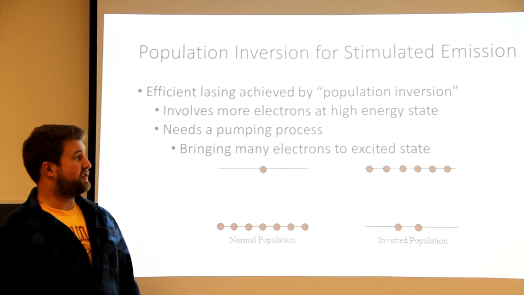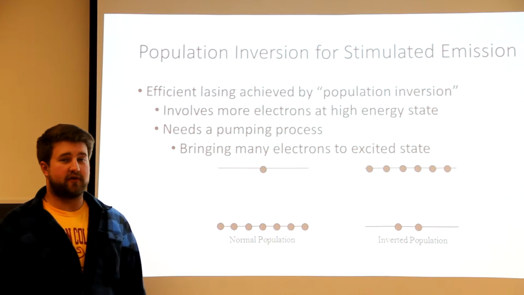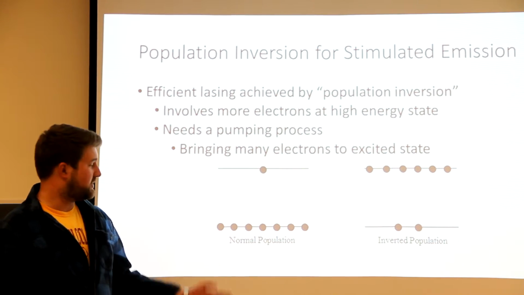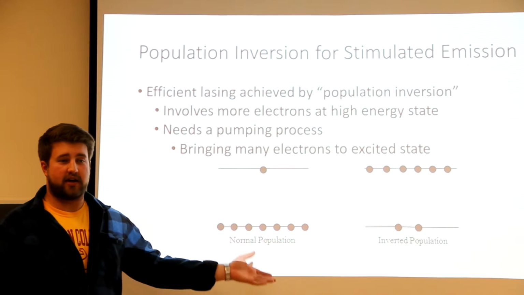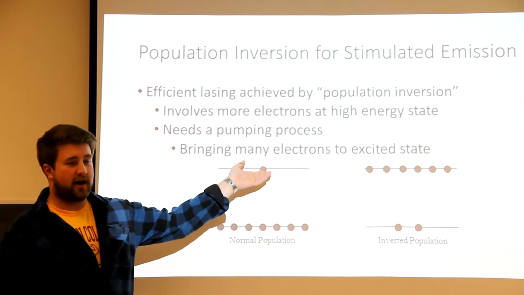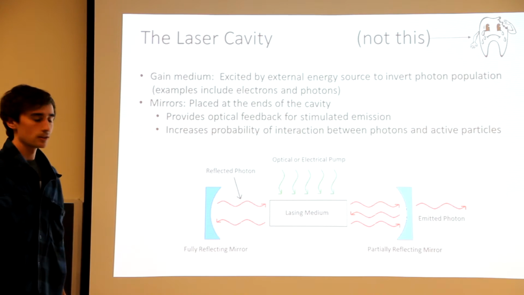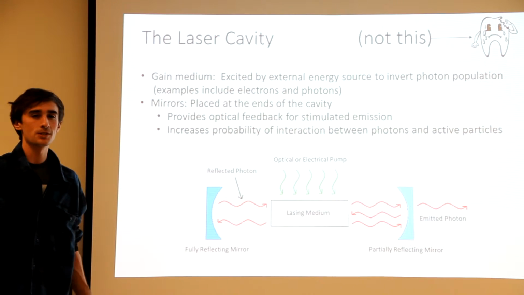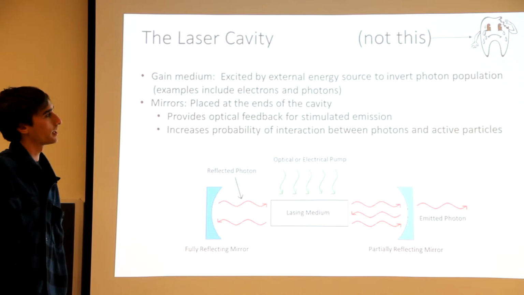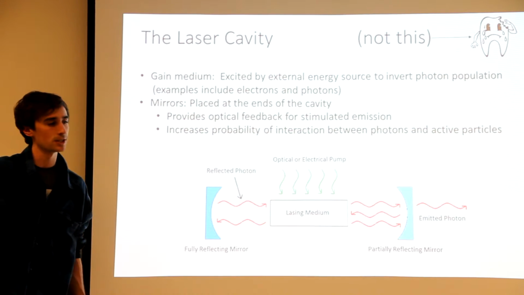An important part of efficient lasing is population inversion, in which a pumping process takes many electrons at their ground state and brings them up to a higher energy state. Laser cavities increase the efficiency of laser systems by providing optical feedback for stimulated emission.